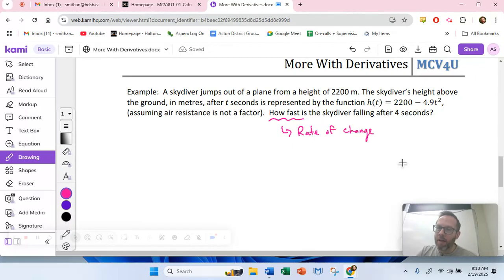when you guys see how fast, you're thinking speed. That's rate of change from your grade 9 course, which equals derivative. So this is essentially saying find the derivative, plug in 4 seconds. So nothing in this question is really that hard in terms of the content. It's just a new application for you guys.